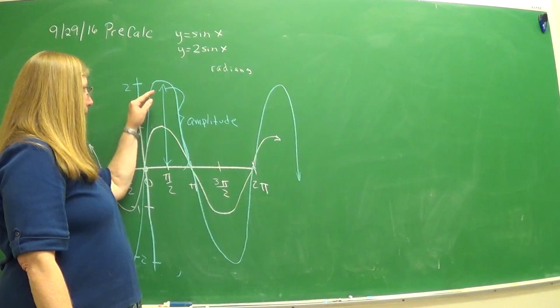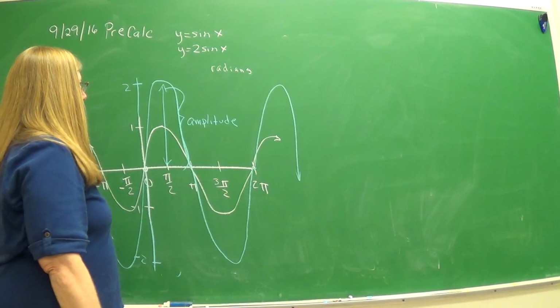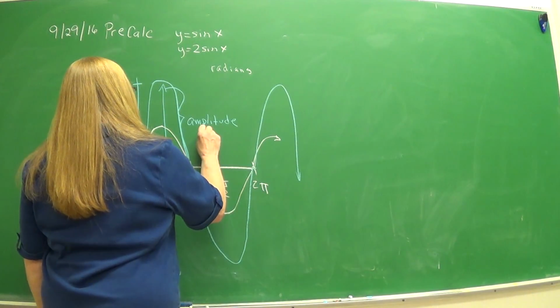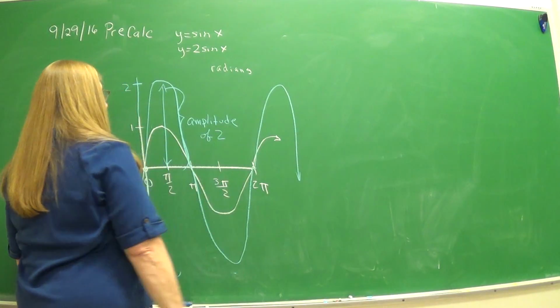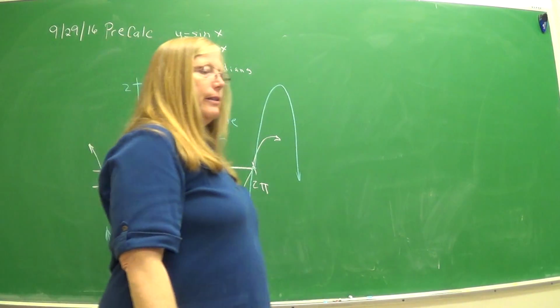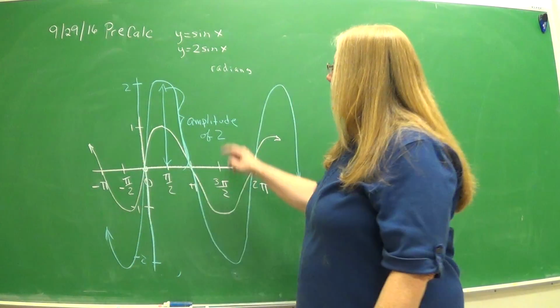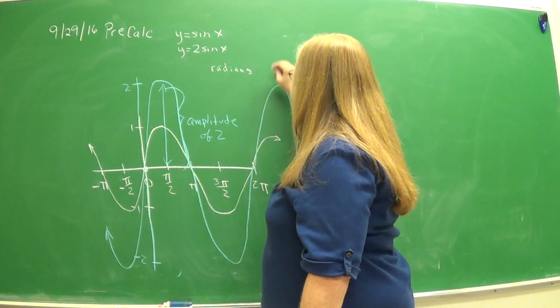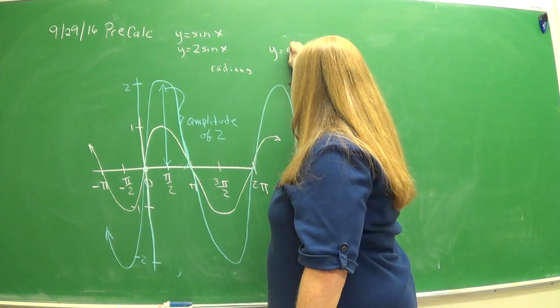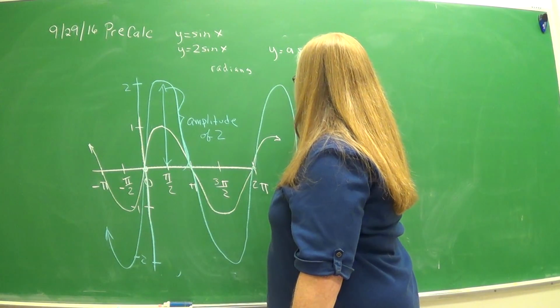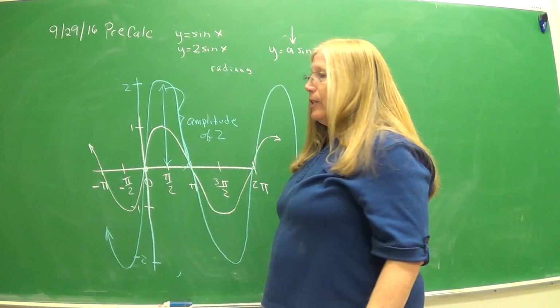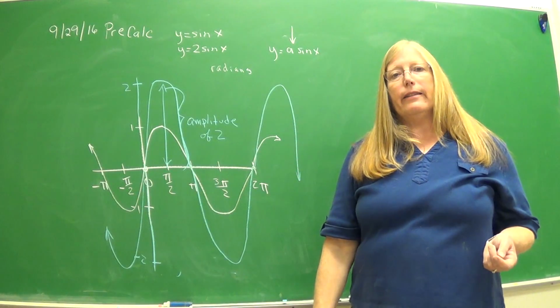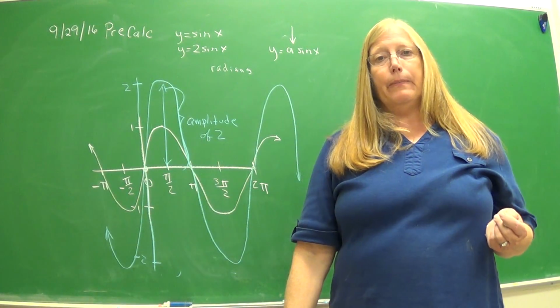So we're just looking at the size, the amplitude. This has an amplitude of 2. All right, this is a general rule no matter what number you put in here. So if I call this y equals a sine x, you know to look at that position in front of the word sine to find the new graph's amplitude.